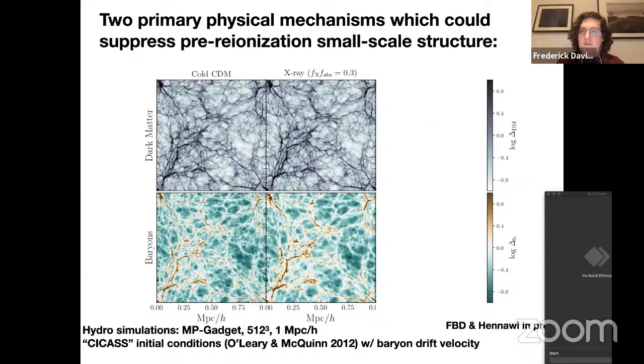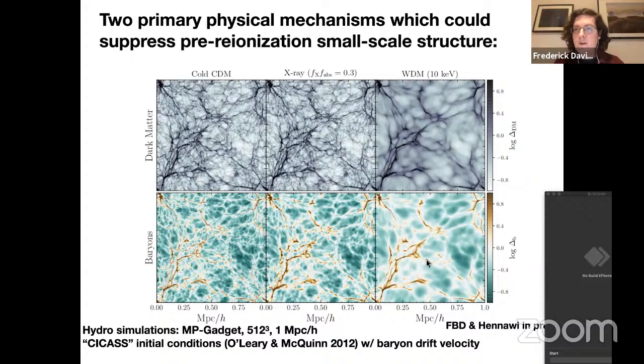So if we have X-rays that heat the gas and slightly pressure smooth it prior to the quasar turning on, that could give rise to suppression of structure. And also warm dark matter. So if the dark matter is some sort of model that suppresses small scale structure, it can also then be imprinted in the proximity zone.